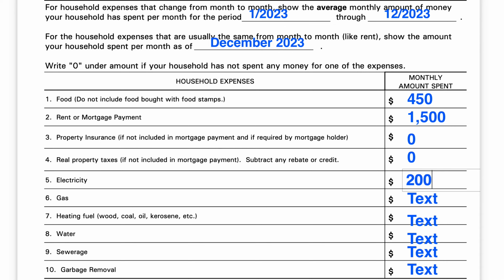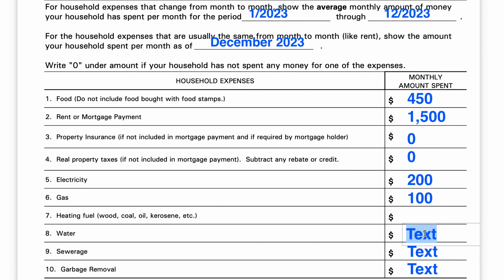So let's go ahead and put in some numbers here. This is just an estimate. Let's just say that we don't have any heating or oil, but let's say that we get down to the water bill, and you live in a place where water also covers the sewage and the garbage disposal. Again, make sure that you don't double bill yourself.